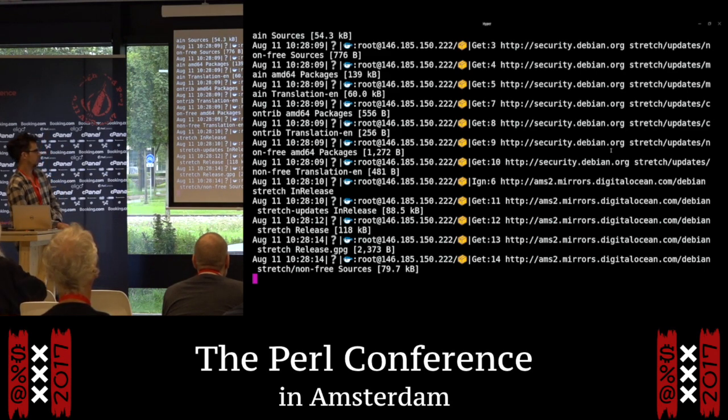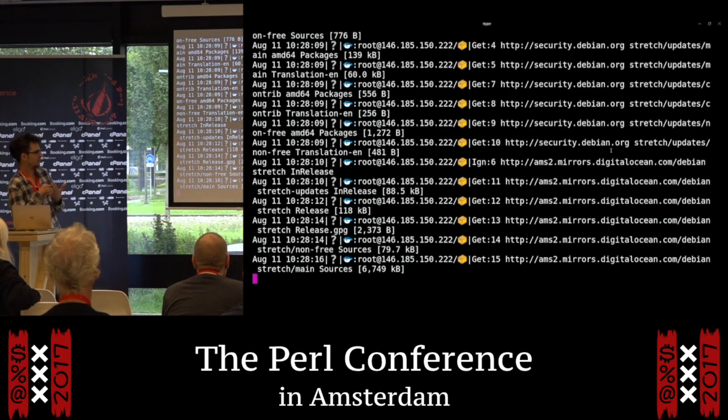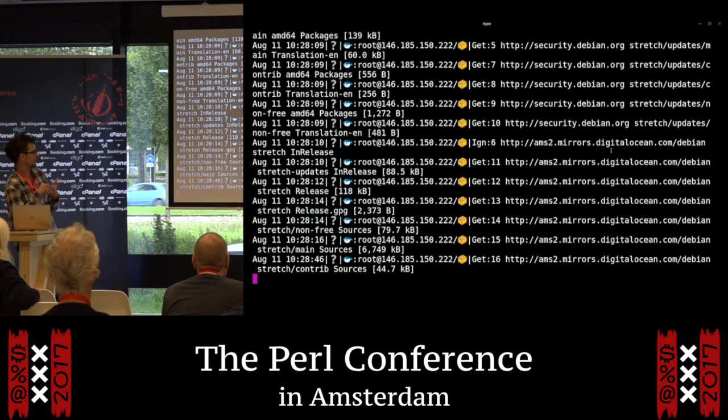Right. Normally this should be fast. You know, apt-get install. Oh, there it goes. So it's installing curl right now. That's basically what it's doing, just an apt-get install curl. That's taking a long time.